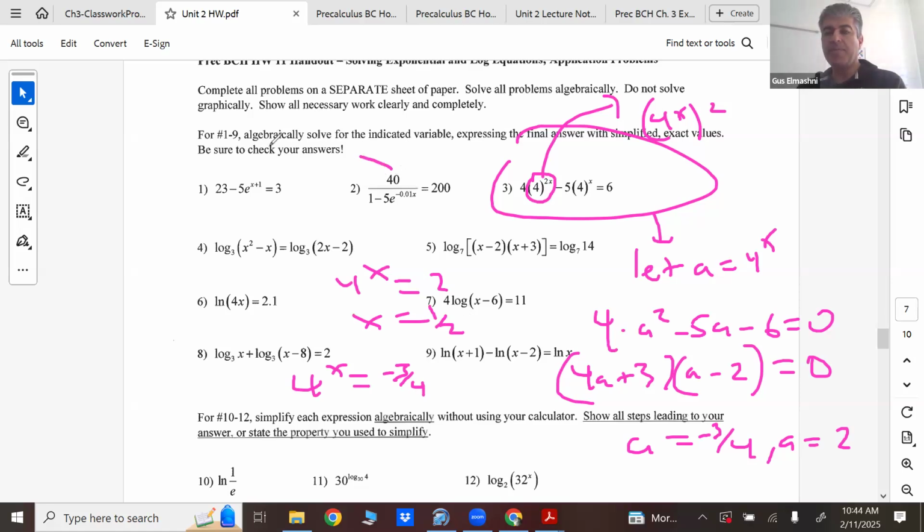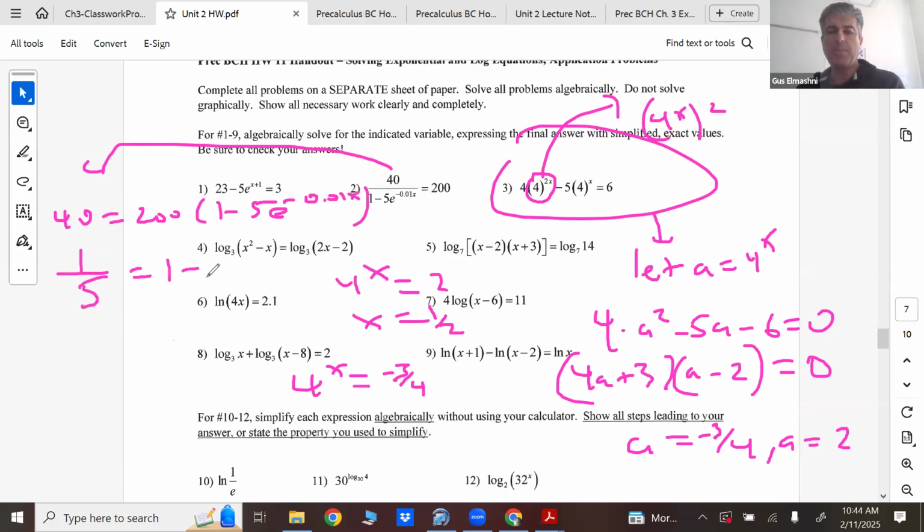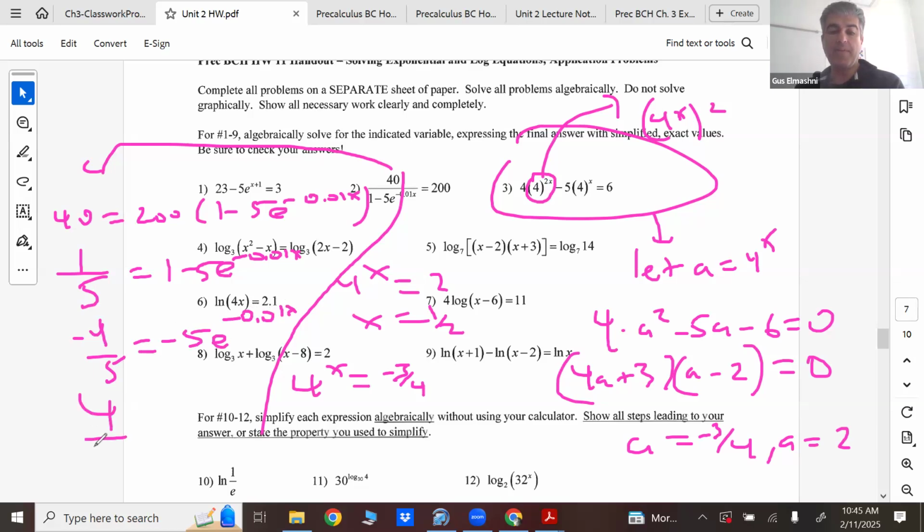How'd you go about 2? Multiply both sides by the denominator, and you have all this multiplied by 200, right? Divide by 2 and you get 1/5. At this point, you guys should be pretty comfortable. What do I do next after that? Subtract 1 from both sides, you get negative 4/5. Divide by negative 5, which would be 4/25.